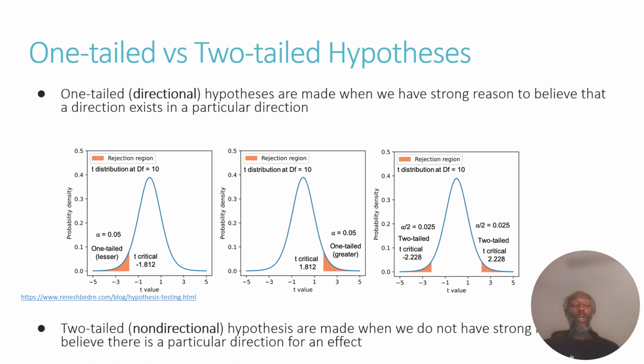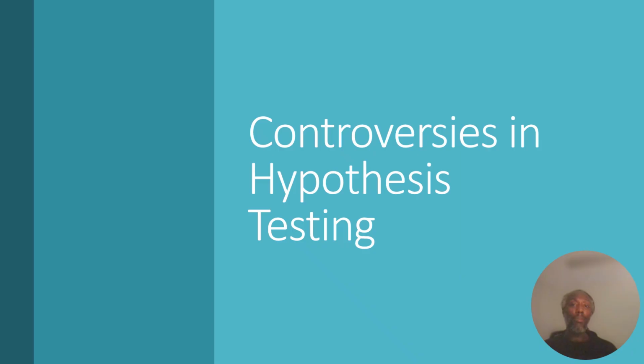If you have trouble understanding what a one-tailed and two-tailed hypothesis is, and if you have any trouble understanding what that means about your alpha level and your critical values, as well as your decisions about accepting or rejecting the null hypothesis, please make sure that you reach out to me.